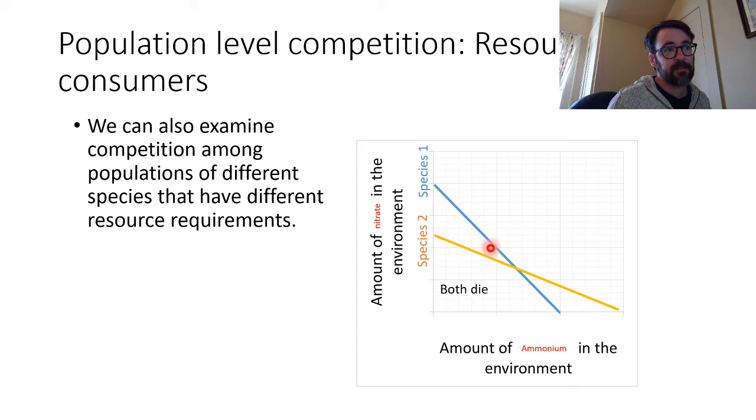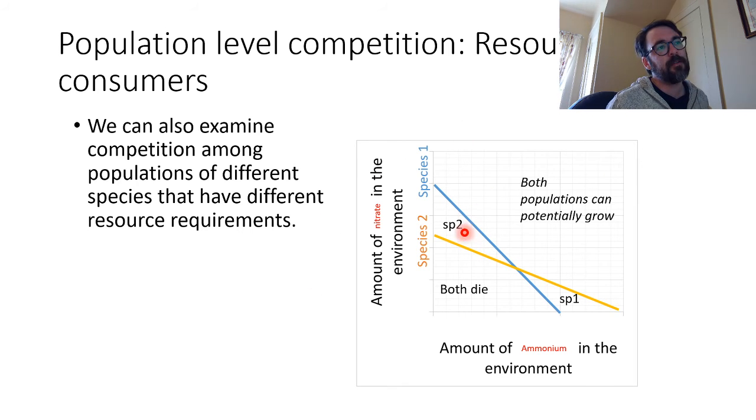Below the two lines in this kind of funny space, everybody dies. There's just not enough nitrogen for anyone. Above the two lines, we get this cool thing where potentially both populations might be able to grow and they might be able to coexist. And then we get these regions in between the two lines where here species 2 is able to draw the resources to a level that species 1 can't tolerate. It's below species 1. And here the opposite happens.